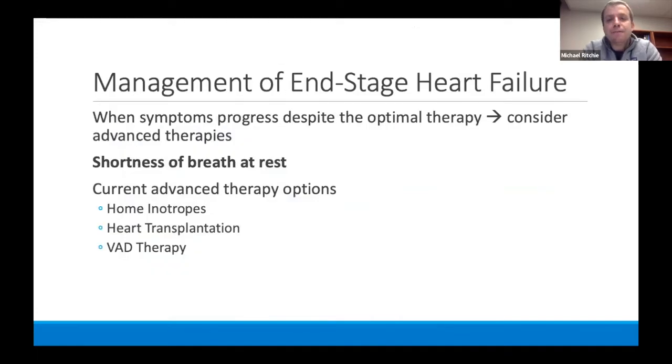The main thing to focus on when they would start thinking about advanced therapies is New York Heart Association class 4, which would be shortness of breath at rest. And your options are home inotropes, heart transplant, or VAD therapy.